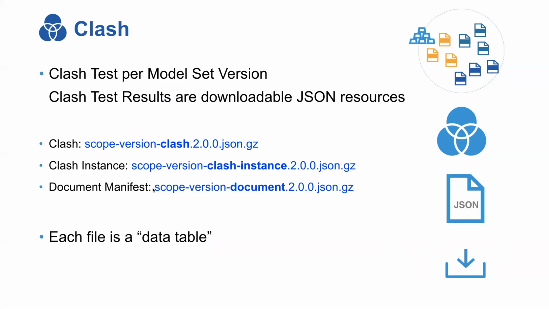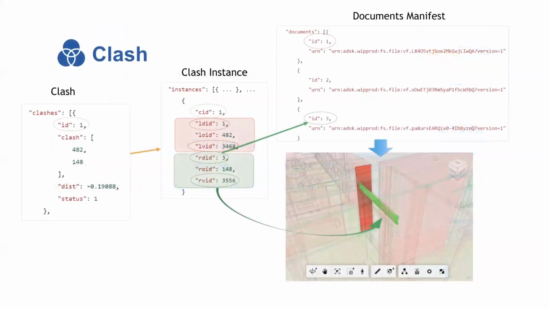Third one is about the documents manifest. That is about the detailed information of the documents which join the crash. So, a little more detailed view of the crash API.